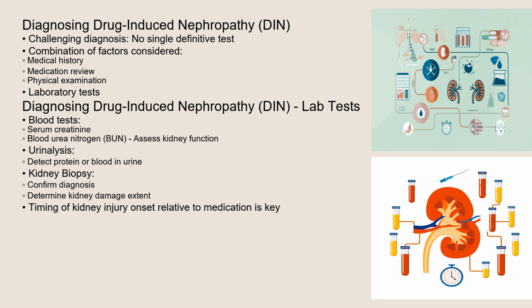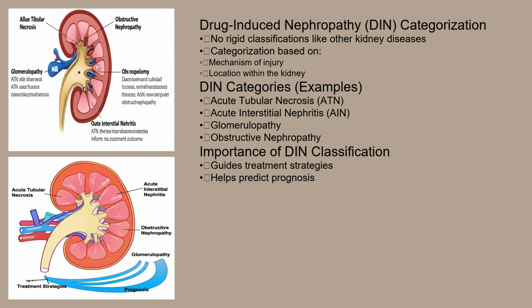The timing of the onset of kidney injury in relation to the initiation of the medication is a key factor in suspecting DIN. While there aren't rigid classifications like other kidney diseases, we can categorize DIN by the specific mechanism of injury or the location within the kidney that is affected. For instance, we can describe it as acute tubular necrosis, acute interstitial nephritis, glomerulopathy, or obstructive nephropathy, based on the specific structure and type of damage. This classification helps guide treatment and predict prognosis.